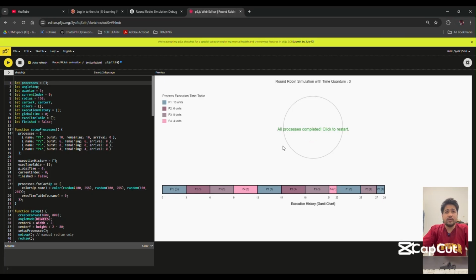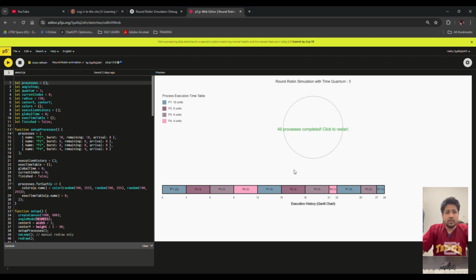Okay, hi. So this is the simulation of the round robin scheduler algorithm. As we know, round robin is a preemptive algorithm. So the process will be preempted or interrupted during processing. When the process will be interrupted in round robin depends on the time quantum.